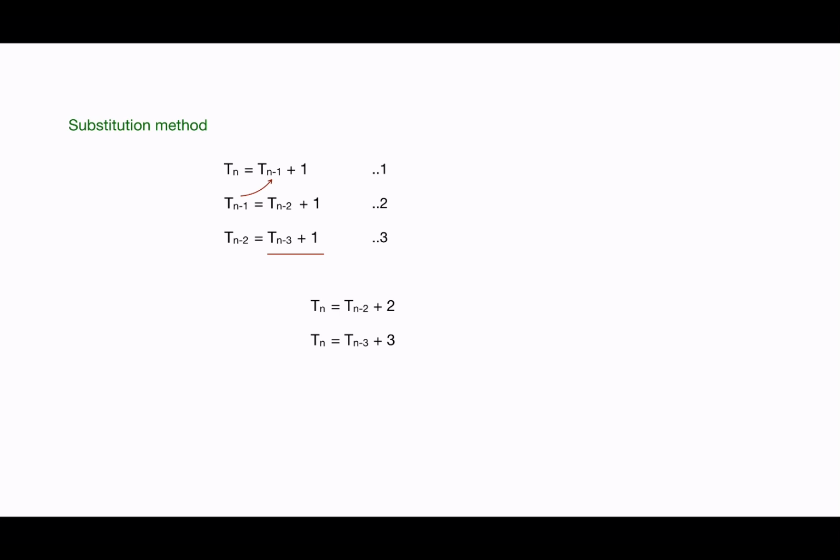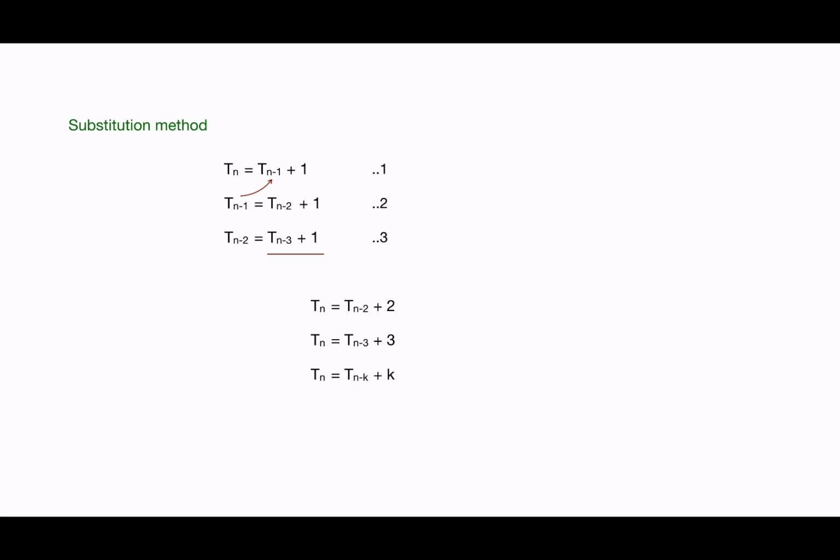Now this is a pattern. Observe this pattern. First we have T(n) = T(n-1) + 1. Then we have T(n) = T(n-2) + 2. And then we have T(n) = T(n-3) + 3. So you can write this equation in a general form like this: T(n) = T(n-k) + k.